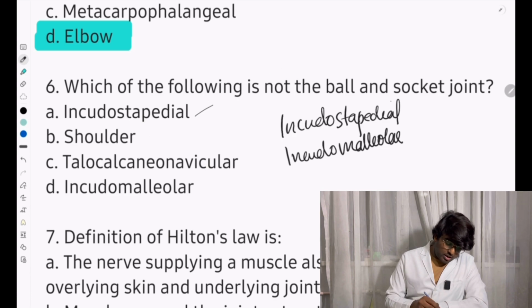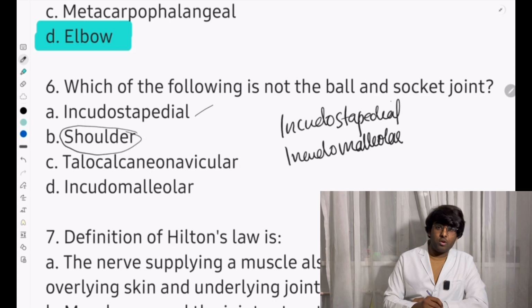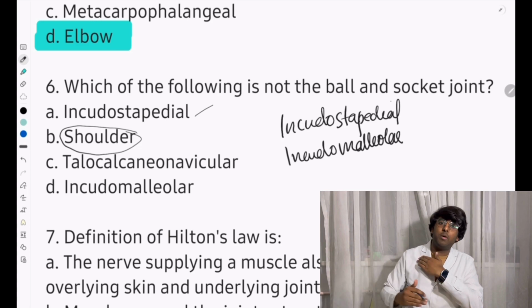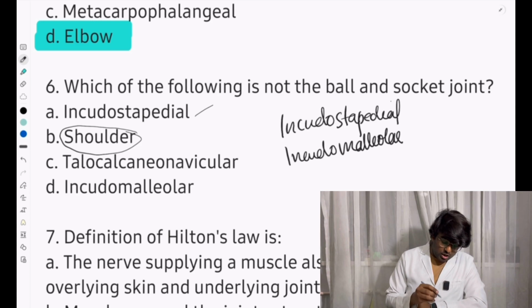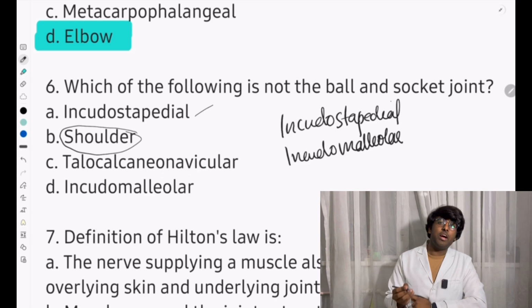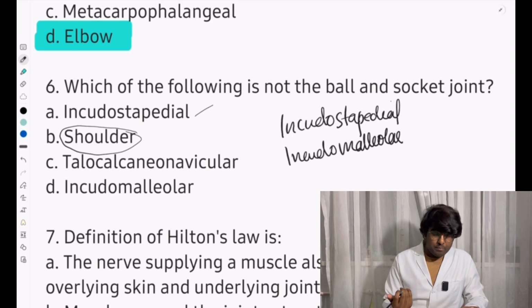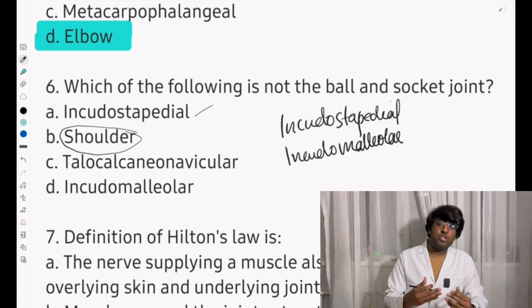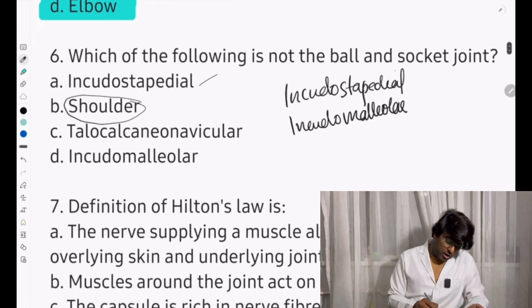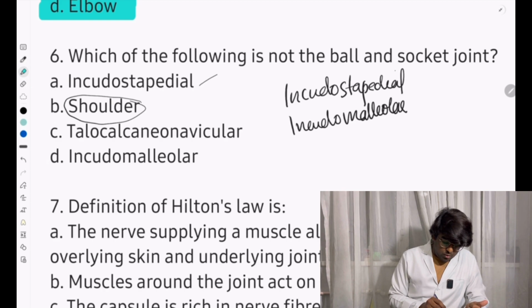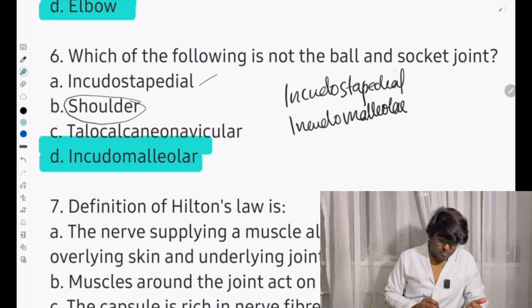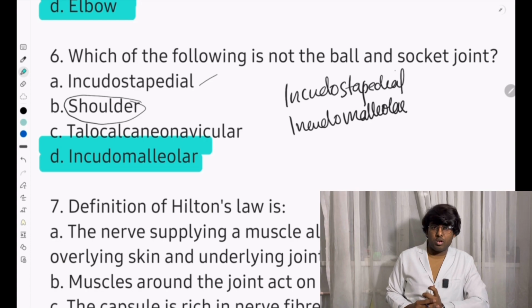You know that the shoulder joint is a ball and socket, right? It is giving 180-degree movement, and I can flawlessly move my arms, right? Then the talocalcaneonavicular joint is also found in the foot. When we discuss the foot joints, I will tell you more about that joint. Then incudomalleolar: you know, incudomalleolar is not a type of ball and socket joint.